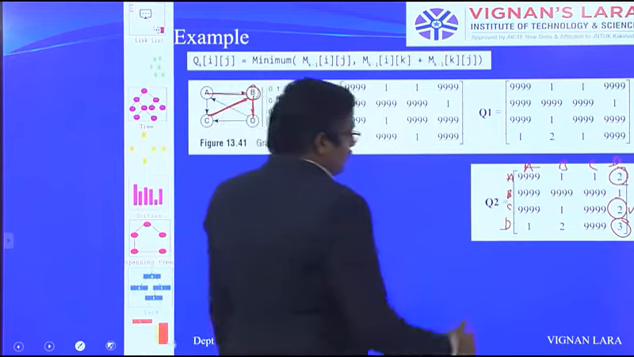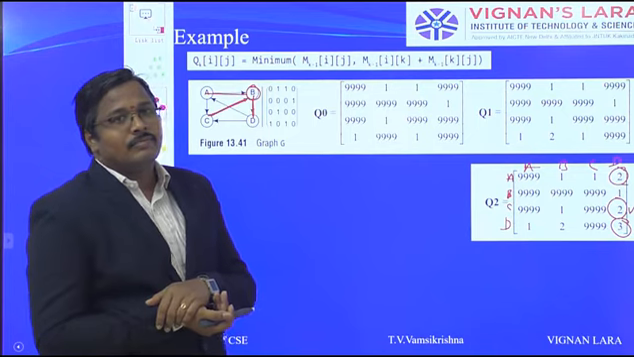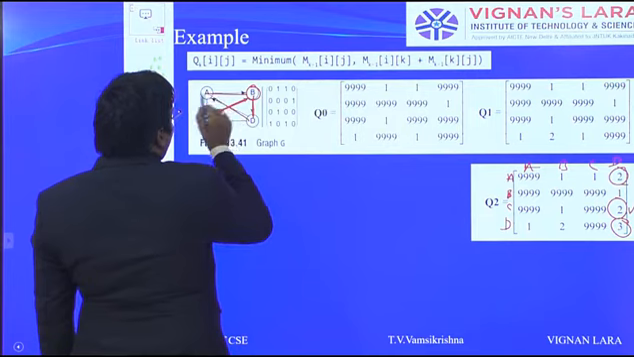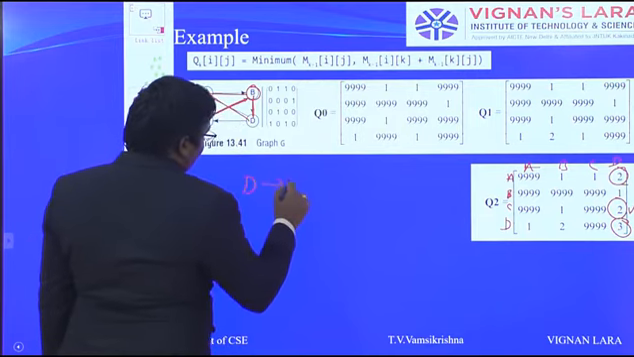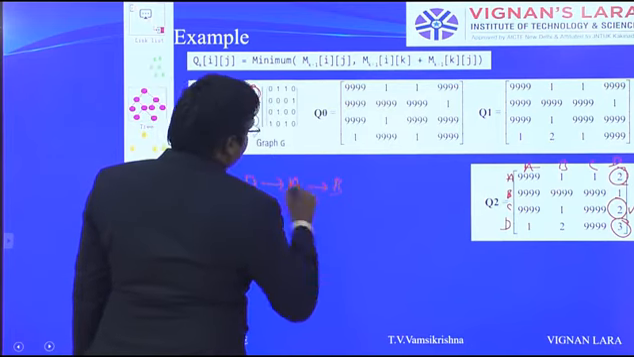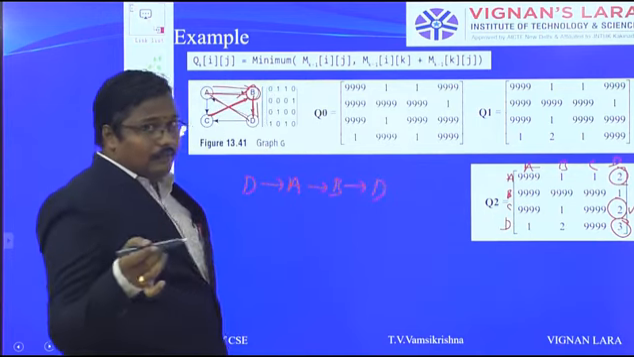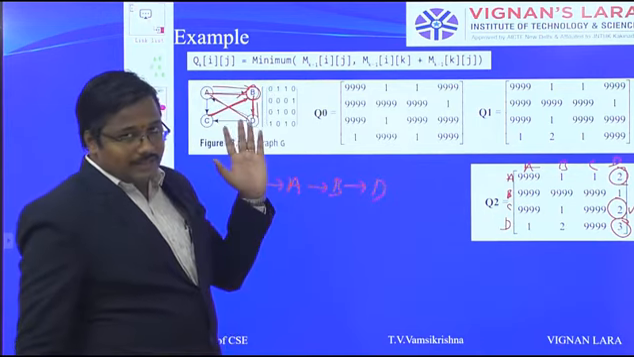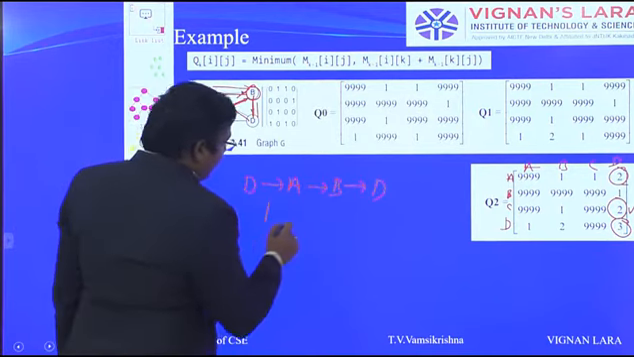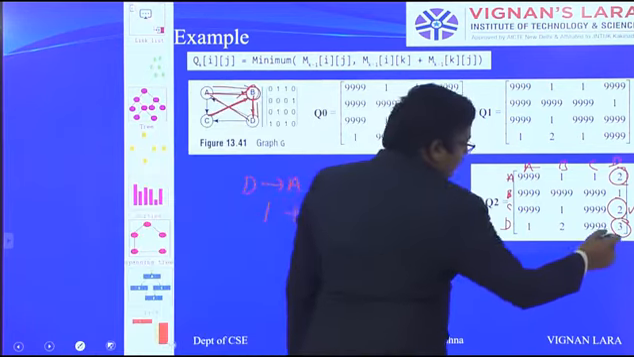Next, D to D, actually D to D there is no edge. But here when we consider, D to A is an edge. After that, A to B is an edge. Later B to D is an edge. So right now A and B are the via vertices. In the previous iteration we have considered A. Present iteration we have considered B. So here distance is 1, here distance is 1, here distance is 1. So 1 plus 1, 1, so 3. That's why 3 is updated.